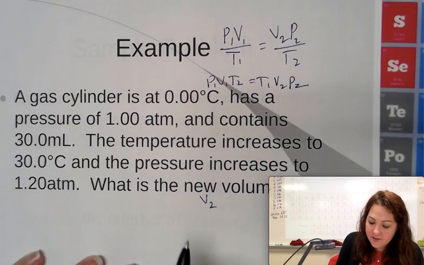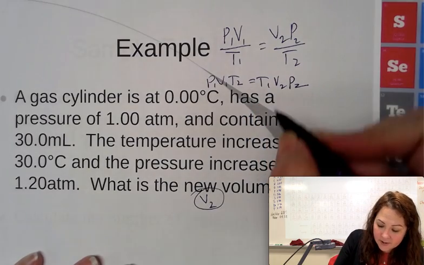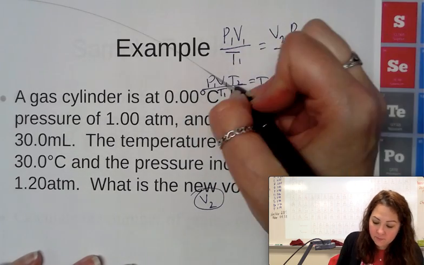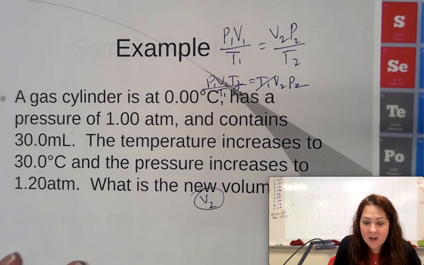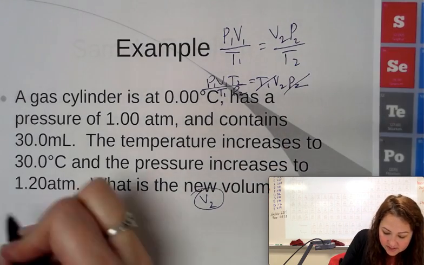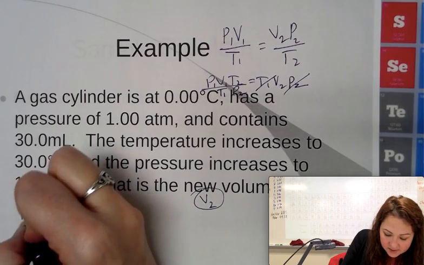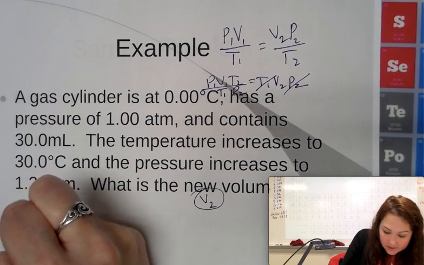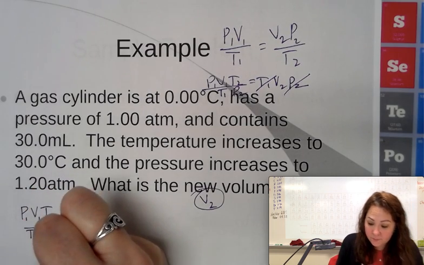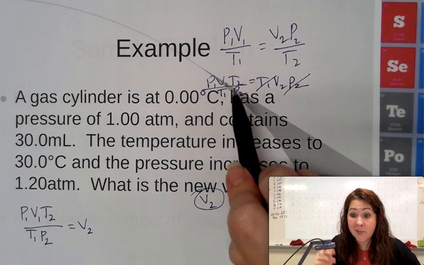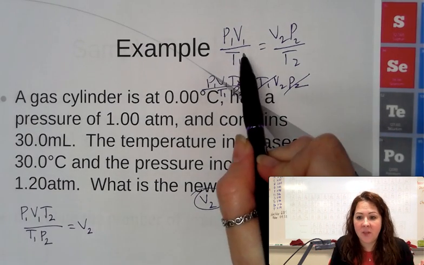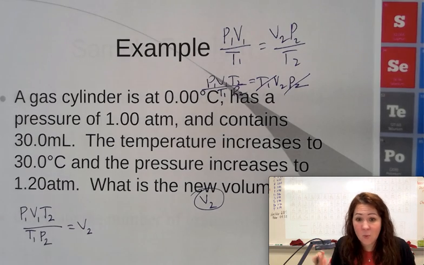I'm solving for V2, so to get that variable all by itself, I kind of ran out of room, sorry. T1 I'm moving over, P2 I'm moving over. So when I rearranged my variables, I'm going to plug these in as P1 times V1 times T2 over T1 times P2, and that's equal to V2. So I took my original equation and I just rearranged the variables here instead of rearranging it with the numbers. You get the same thing either way. It's up to you.